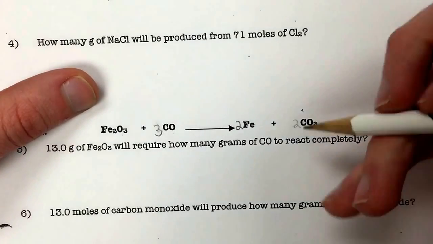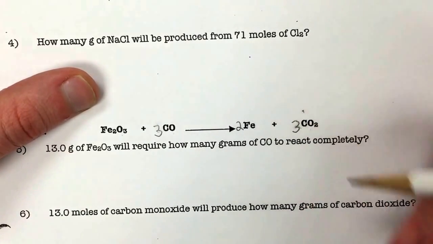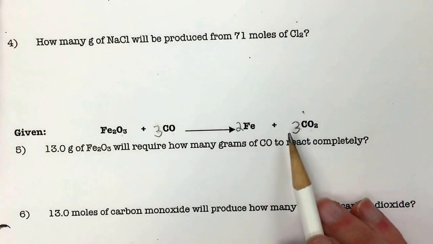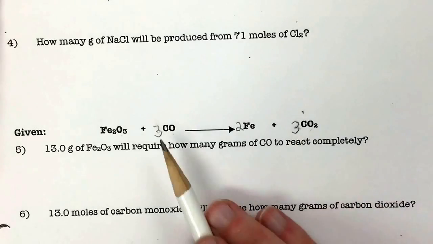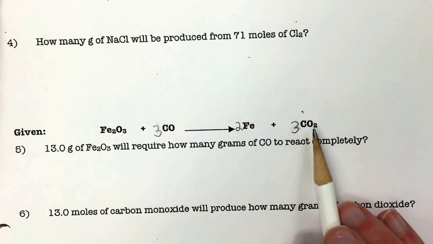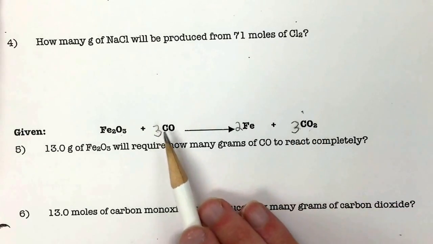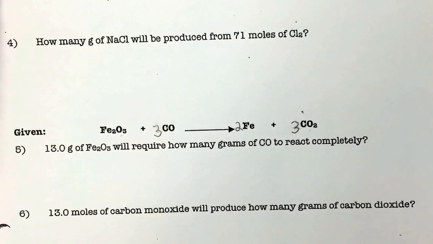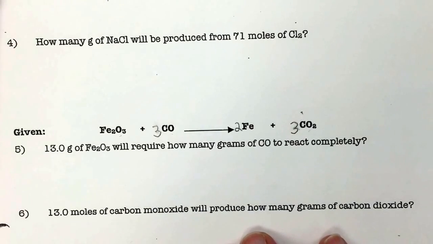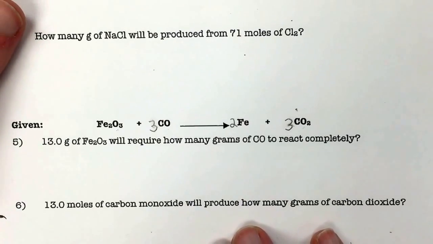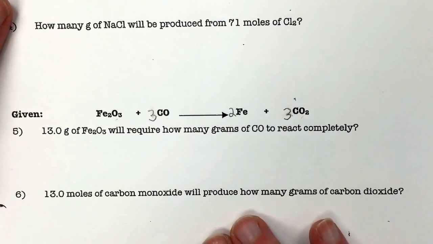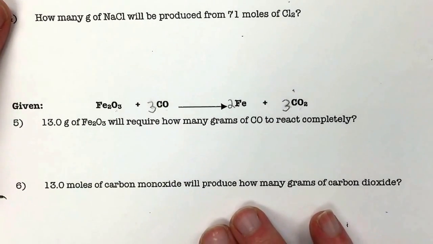So now over here, the only logical thing to do would be to put a 3 right there. So now I have 3 carbons. I have 2 times 3 oxygens, which makes 6, and I have 3 plus 3 giving me 6 as well. So now we're balanced. So you can kind of see how balancing could give you a little bit of a headache.